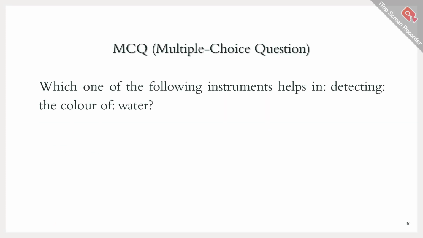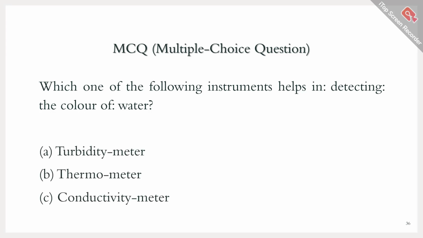Next MCQ, which one of the following instruments helps in detecting the water color? Option A is turbidimeter, option B thermometer, option C conductivity meter, and option D is photometer.